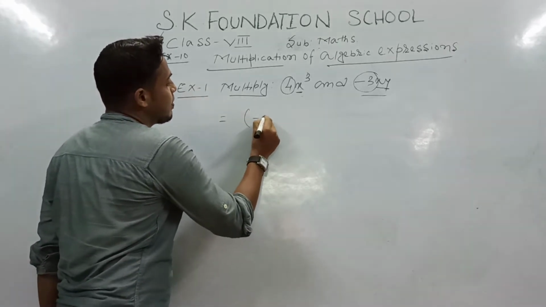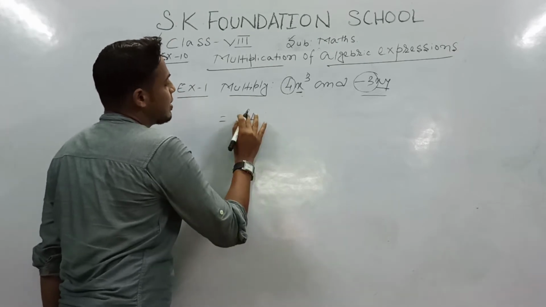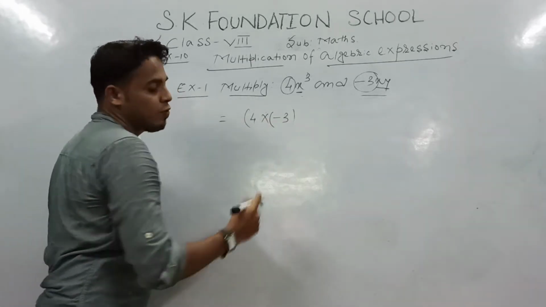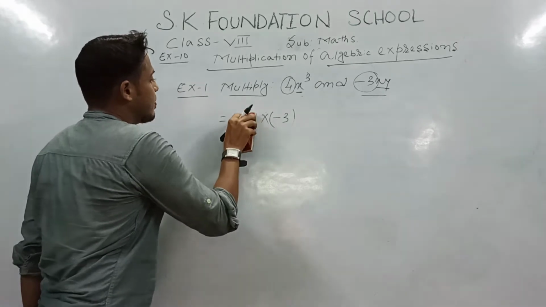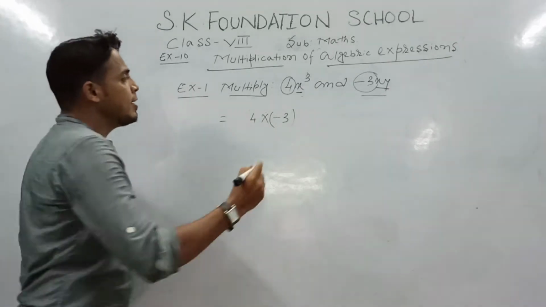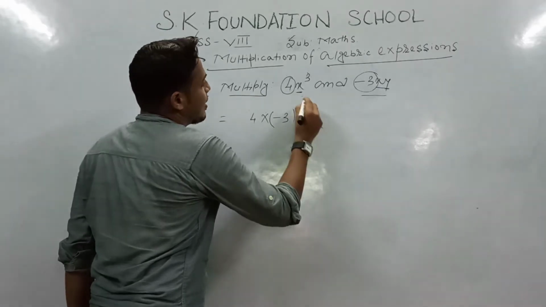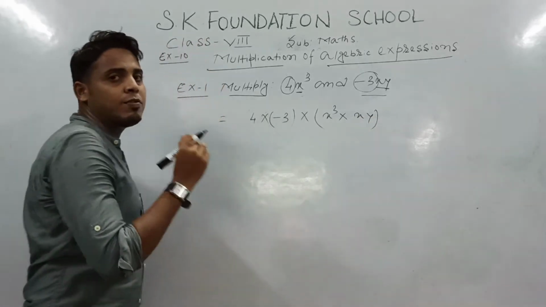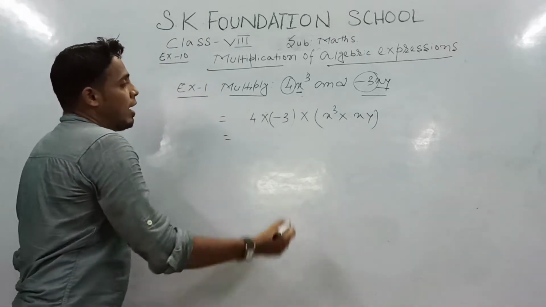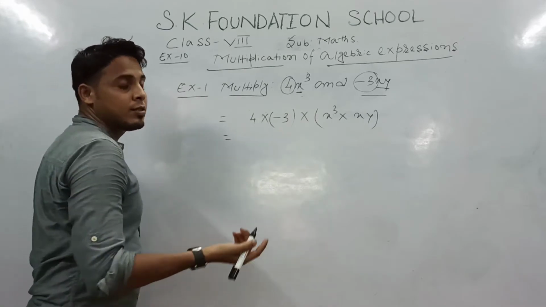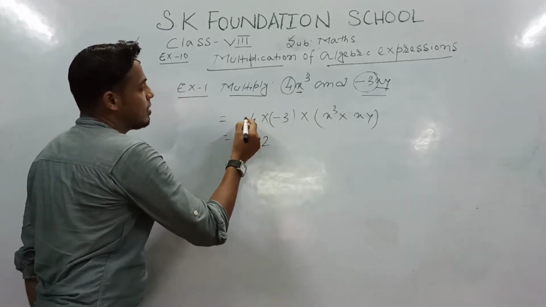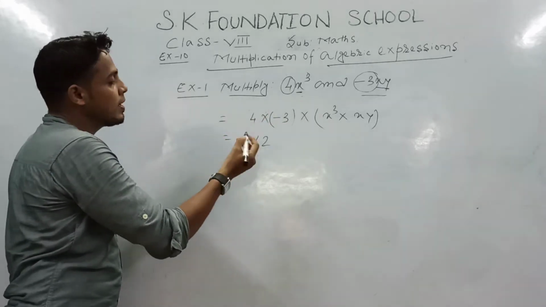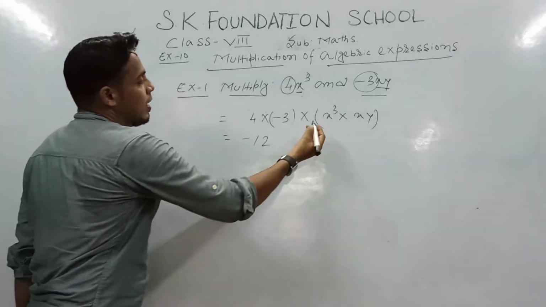So here the first term has only 4 and the second term has minus 3. So we are going to multiply this 4 with minus 3. Then we put the multiply sign between x cube and xy. Okay, this is the way of multiplication in algebra. As you know, 4 3s are 12, and here the sign is nothing, which means plus, and here it is minus. So plus into minus is minus.